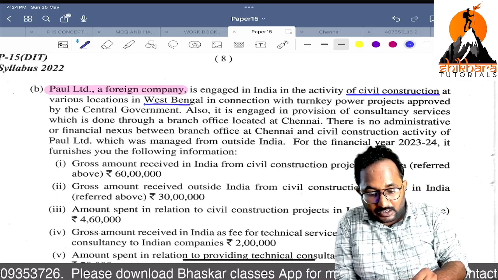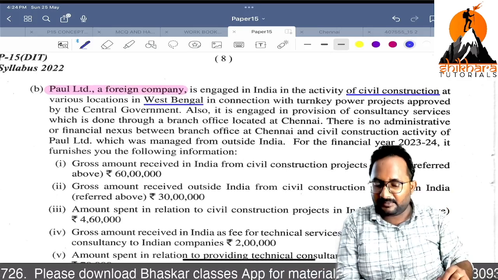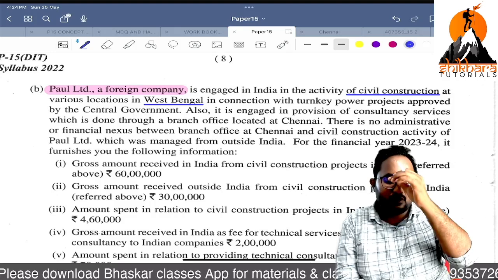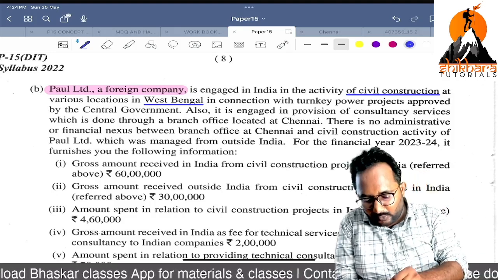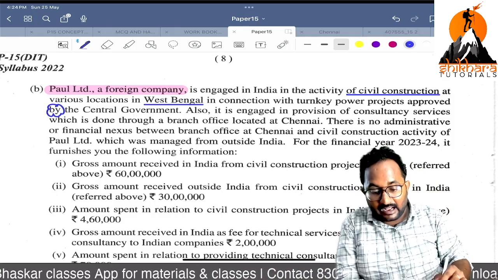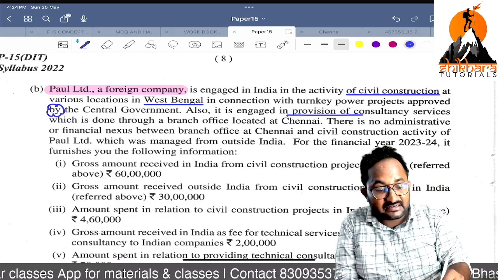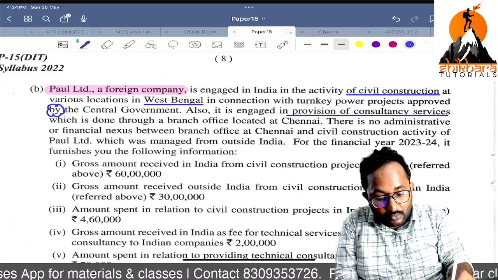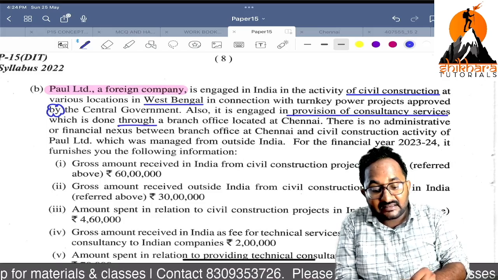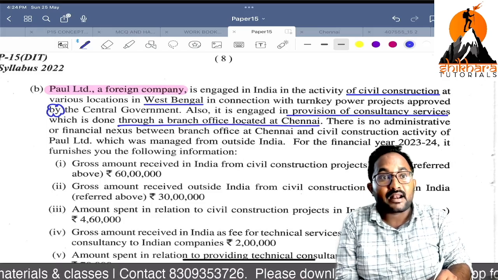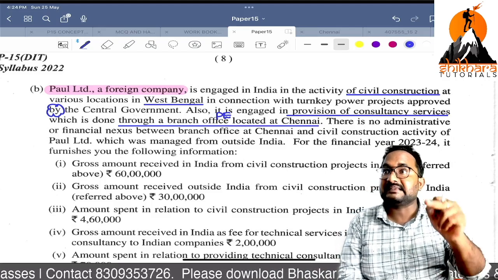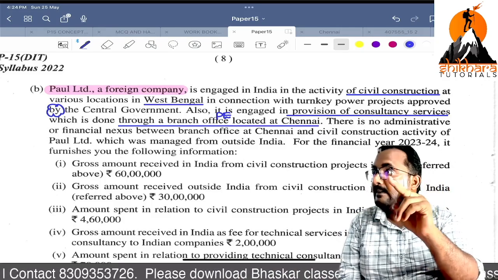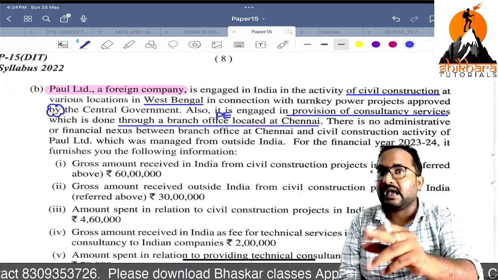So they want to do that at various locations, in West Bengal. That means the foreign company is doing some civil constructions in West Bengal state. That project is approved by whom? The Central government. Other provisions: they are engaged in the consultancy services also. They are providing the services by using a branch in Chennai. So can I call it a PE? They are providing the services by using a PE in India.